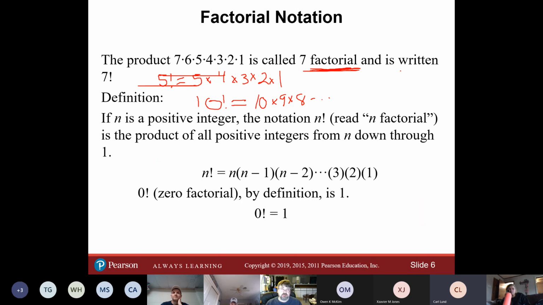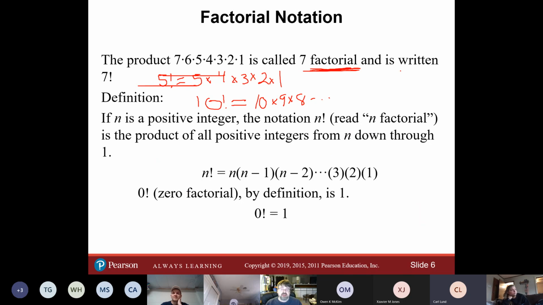1,000 factorial, which you will never work with, is 1,000 times 999 times 998 times 997 times 996, and you're going to get numbers so large that your calculator can't handle it. In fact, your calculator can't usually handle numbers bigger than like 50 factorial or so. They get really large very quickly.